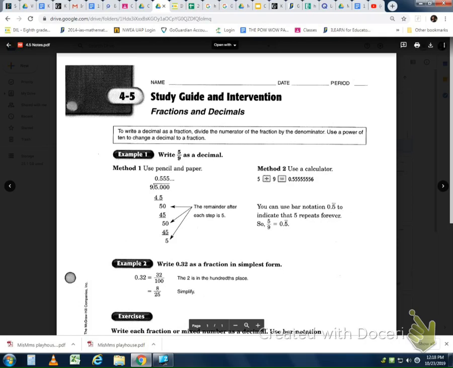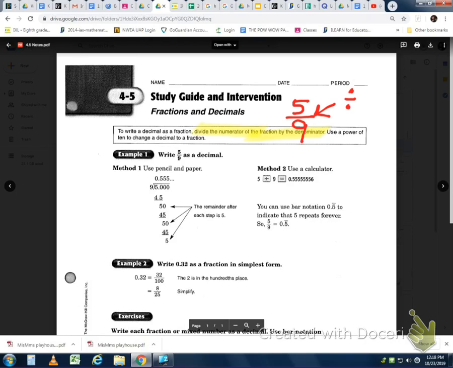you have to divide the numerator by the denominator, because when you see a fraction like 5/9, the bar in between them means divide. So you're going to divide the numerator by the denominator. Let's look at the very first example. It says write 5/9 as a decimal.